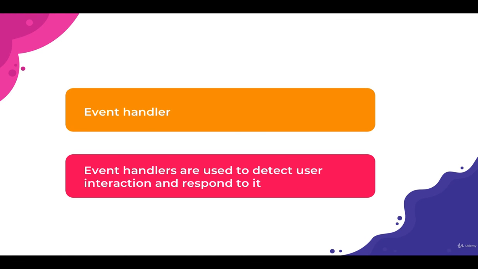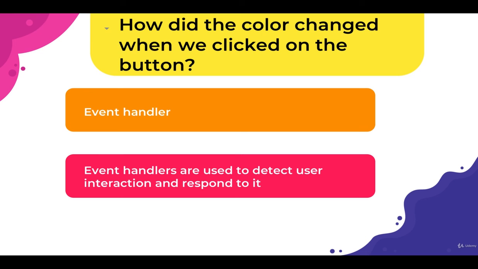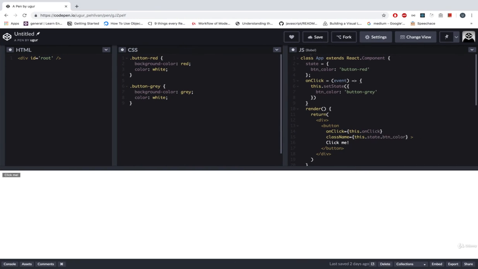Do you remember? Oh, right. So how did the color change when we clicked on the button? Well, remember, the running theme here is that we want to make use of React to handle user interaction. As we just spoke about with components a second ago, we said that a component is used to present some content on the screen, right?